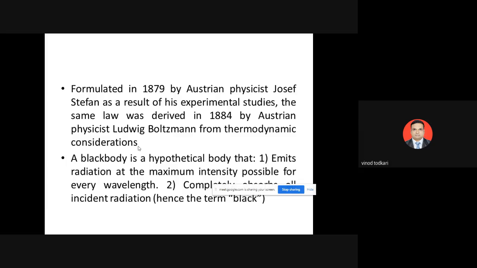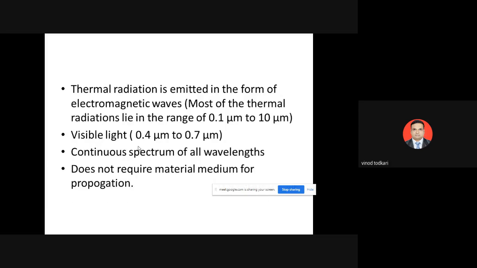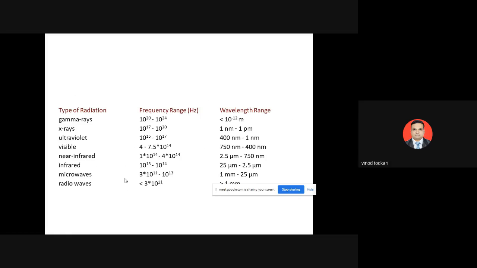Now, black body. You can Google for this, what is black body, right? The word black has nothing to do with color. The body which emits maximum radiations and which absorbs all incident radiations is called a black body. Then I have told you to memorize these two figures. One is the wavelength range for thermal radiation spectrum, that is 0.1 to 10 micrometer, and visible light spectrum 0.4 micrometer to 0.7 micrometer, right? And we have studied that radiation doesn't require any medium for propagation.